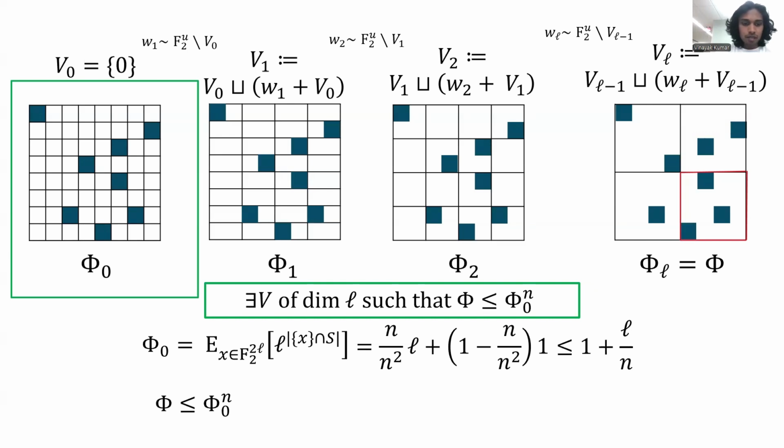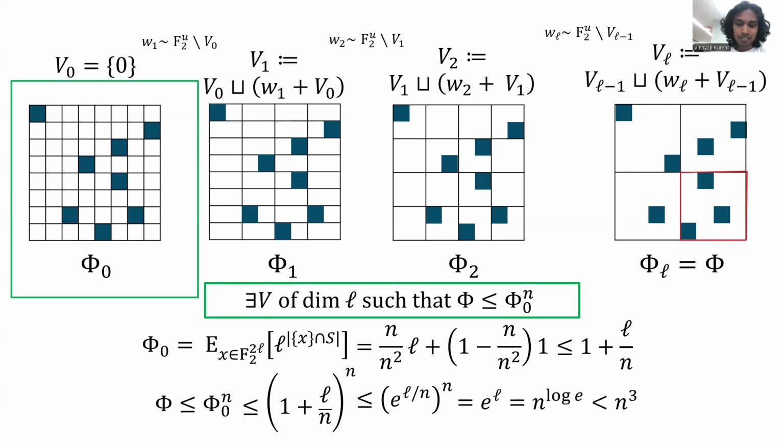And now, my potential is at most phi sub 0 to the nth, which, plugging in our bound, is 1 plus L over n to the nth. Using our favorite exponential inequality, this is at most e to the L over n to the n, which is equal to e to the L, which is equal to n to the log base 2 of e, which we can see is less than n cubed. And we're done. We've shown the existence of a subspace such that partitioning S according to that subspace yields max load at most 4 log n over log n.